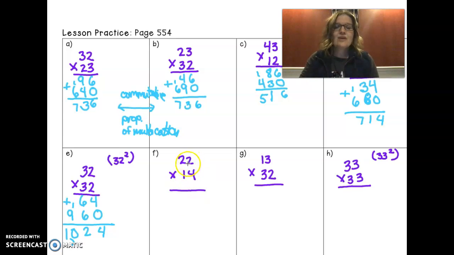Here we go again. 32 times 14. 4 times 2 is 8. 4 times 2 is 8. Put a 0 down. 1 times 2 is 2. 1 times 2 is 2. 8 plus 0 is 8. 8 plus 2 is 10. Carry our 1. 2 plus 1 is 3. 448.